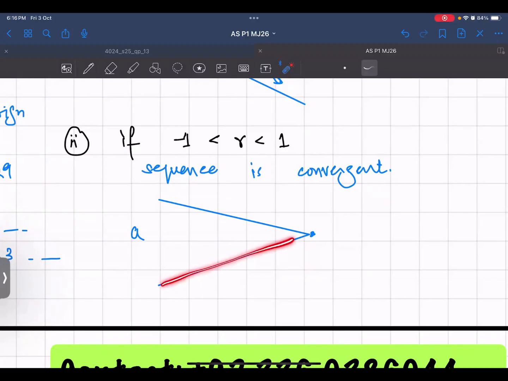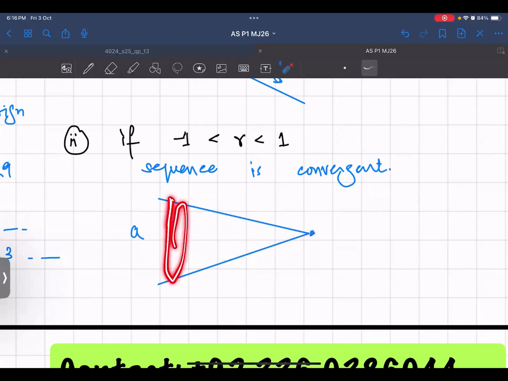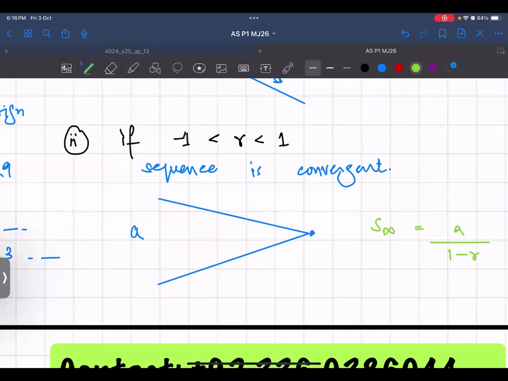So in this case, if you add up all of the terms to the previous ones, they can converge. The sum can also converge, because the values of the sequence are converging towards zero. So the sum of the sequence also converges to a single value, which is A upon 1 minus R, because the terms are getting smaller and smaller.